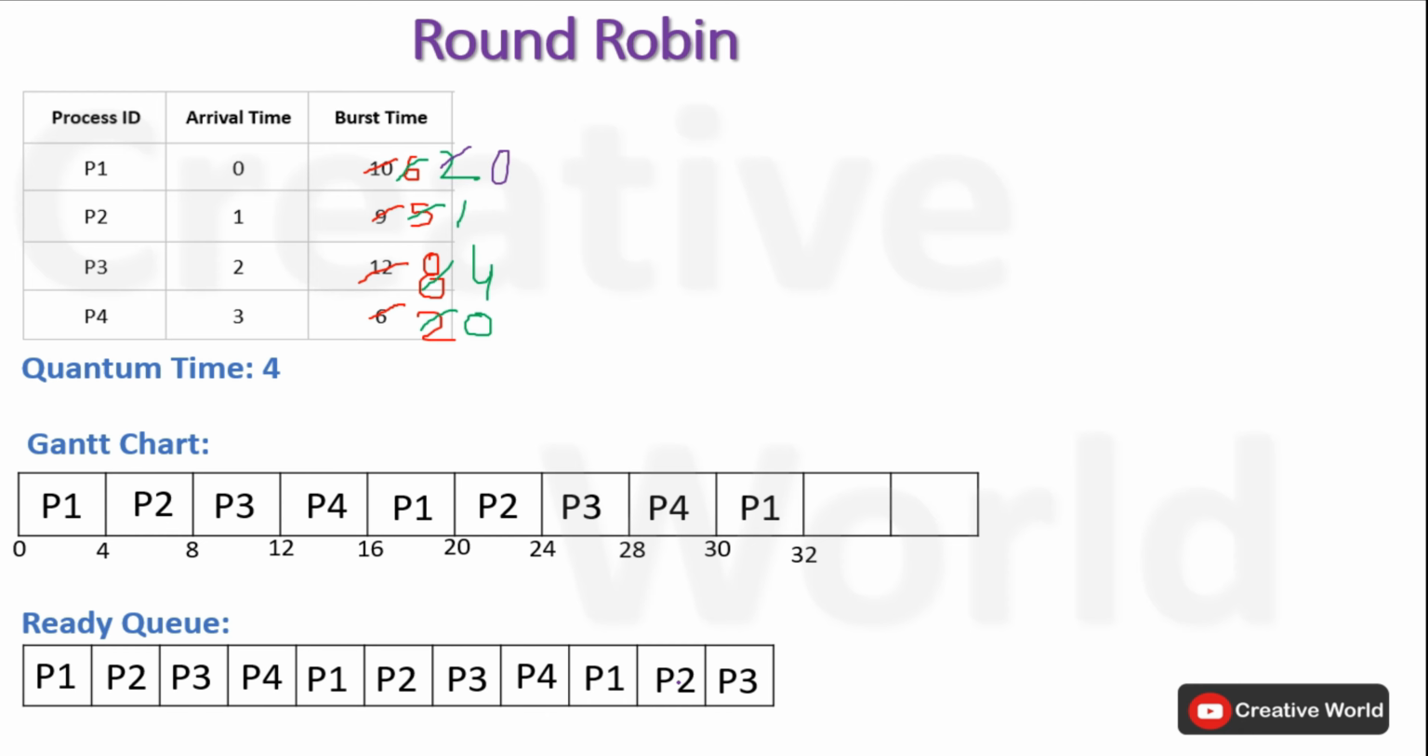Now the next process is P2. It will execute. P2 remaining burst time was only 1. So it will execute from 32 to 33 and it will also finish because remaining burst time is 0. Now next process in ready queue is P3 and it will execute for 4 times and it will end on time 37 because its remaining burst time was 4. So out of 4, remaining burst time will be 0.